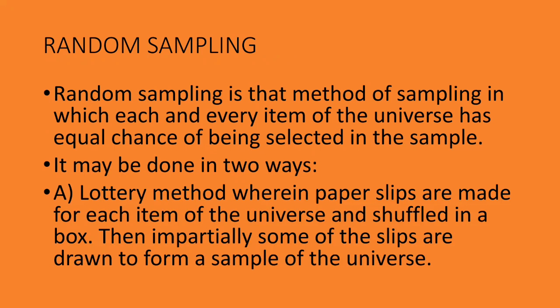Random sampling is that method of sampling in which each and every item of the universe has equal chance of being selected as a sample. It may be done in two ways. The first method is lottery method, wherein paper slips are made for each item of the universe and shuffled in a box. Then impartially some of the slips are drawn to form a sample of the universe. So here probability of each and every item is equal to be selected as a sample.